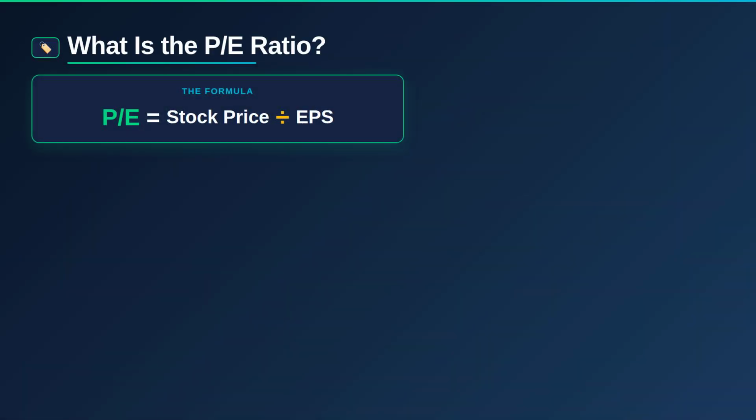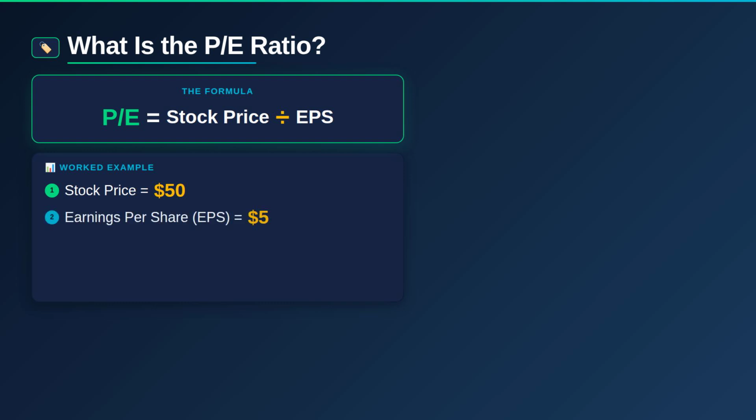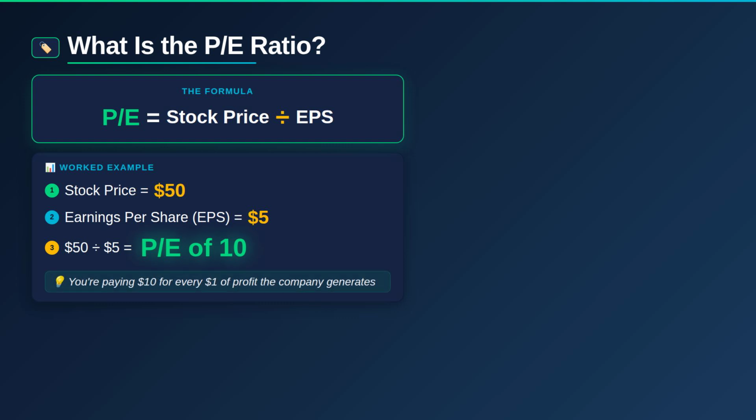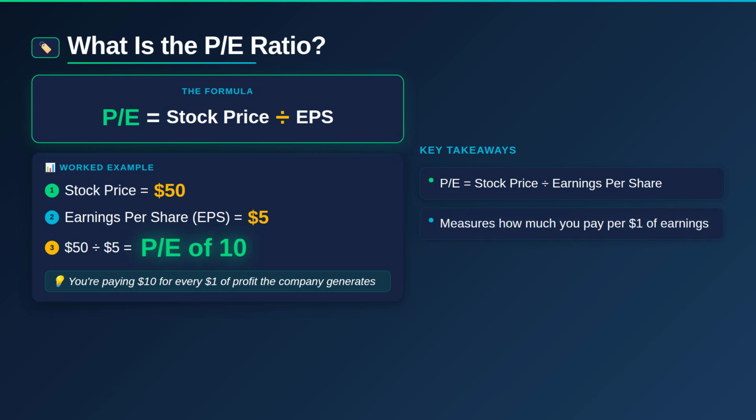PE stands for Price to Earnings Ratio. Here's the simple formula. Take a company's current stock price and divide it by its earnings per share, or EPS, which is basically how much profit the company makes for each share of stock. So if a stock costs $50 and the company earns $5 per share, the PE ratio is 10. Think of it like this. You're paying $10 for every $1 of profit the company generates.